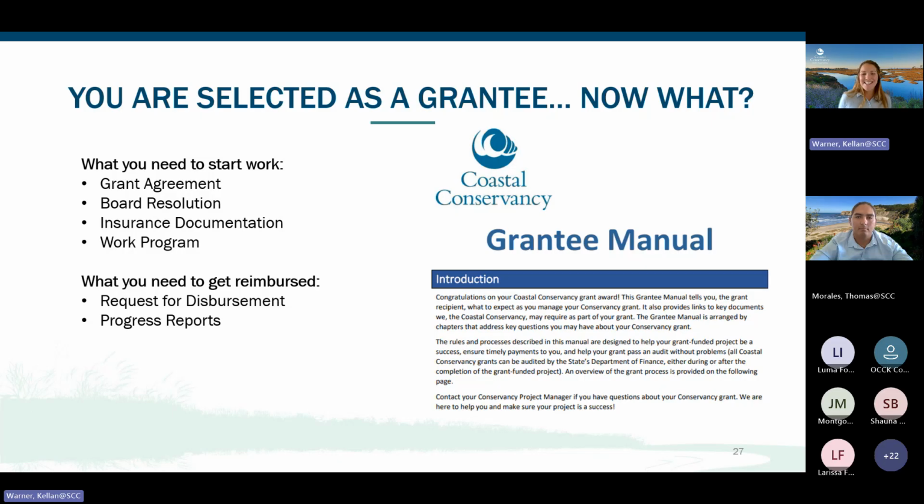For invoicing the Conservancy, you can include a completed request for disbursement form and a progress report describing work done during the billing period. Further instructions for all of these requirements, as well as templates for things like the board resolution and the work program, we have a whole grantee manual for that, which is on our website. And you'll also have an assigned project manager who will assist you with meeting all of these requirements.